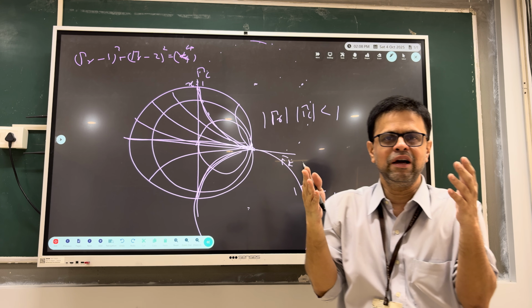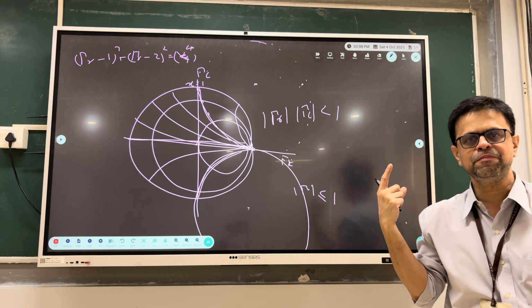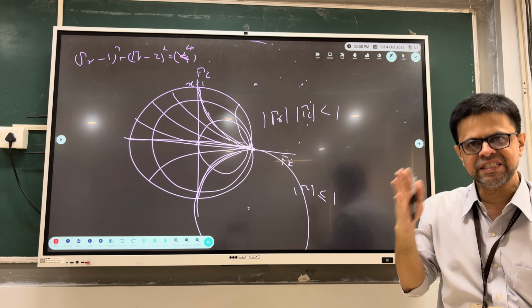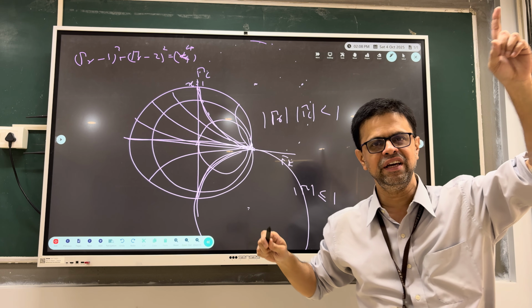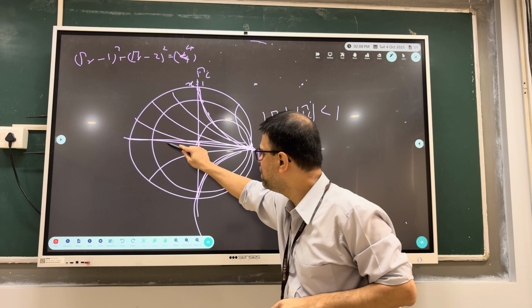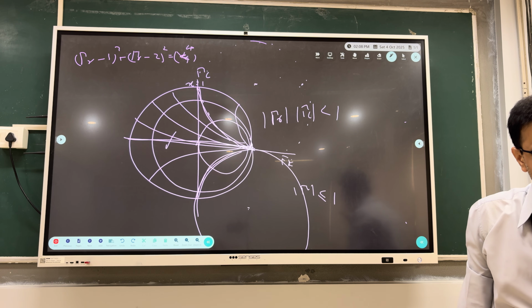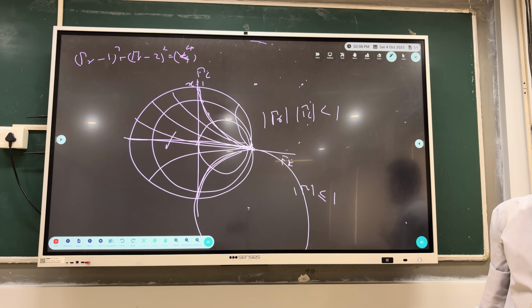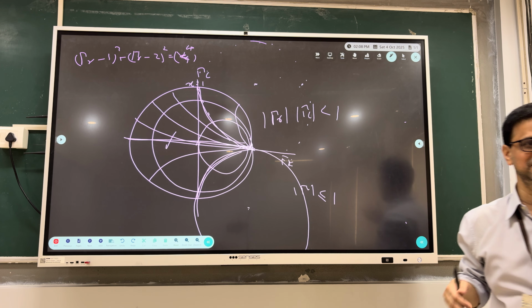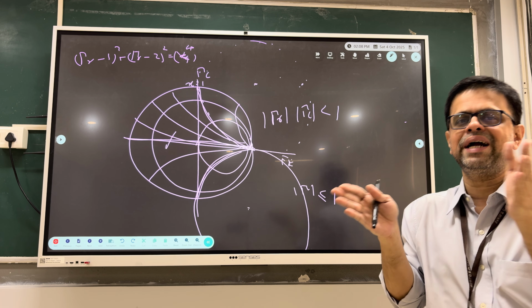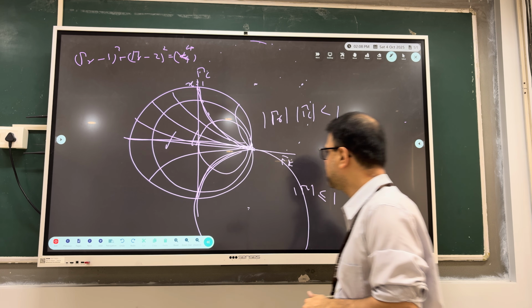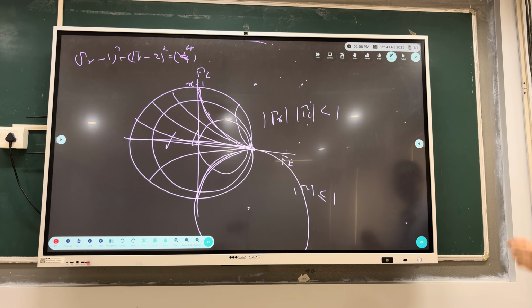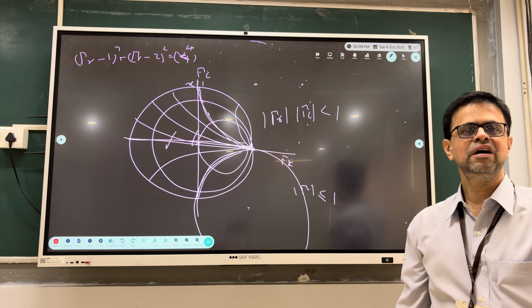Just as we say parallel lines always meet at infinity, the same concept applies over here. So when you have a center at infinity and radius infinity, it basically represents a straight line inside the gamma I and gamma r circle. So this becomes a real axis. Why? X equal to 0 means no reactive part. That's why this is termed the real axis of a Smith chart.